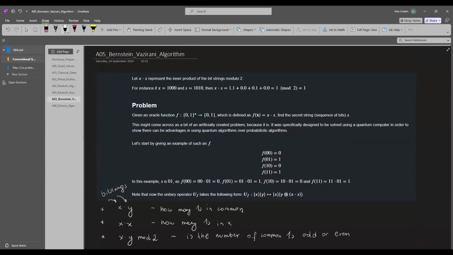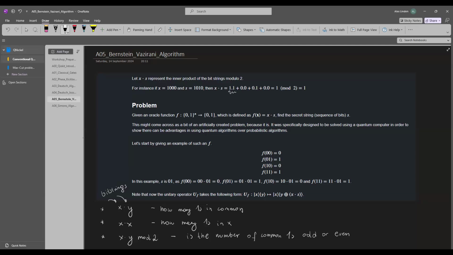But how do we use it? For example, we have two bit strings, x and s. So we're having 1 and 1. Yes, this one is in common. 0, 0, not a 1. 0, 1, not two ones. 0, 0, not two ones. Meaning we have 1, modulo 2 is 1.